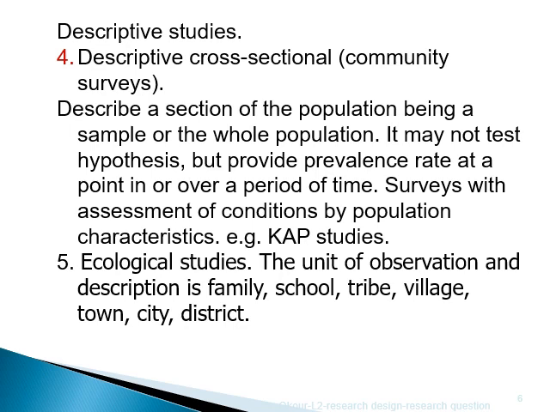Descriptive cross-sectional community surveys. These types of studies describe a section of the population with the purpose of providing prevalence rate at a point of time, with assessment of conditions by population character. For example, when we do KAP studies, knowledge, attitude, practice studies. Ecological studies: the unit of observation and description is family, school, tribe, village, town, and so on.